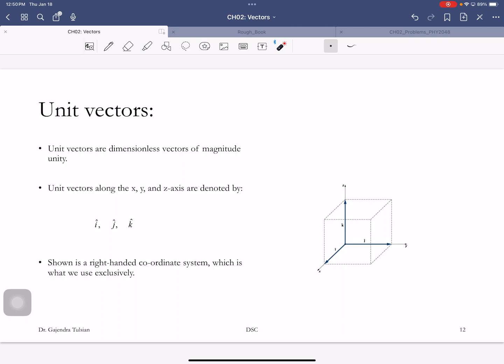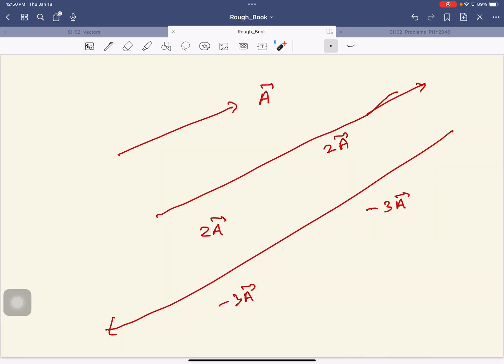How many different unit vectors are possible? Unit vectors are vectors of magnitude 1. There are an infinite number of unit vectors possible. We are just particularly interested in these 3 guys.